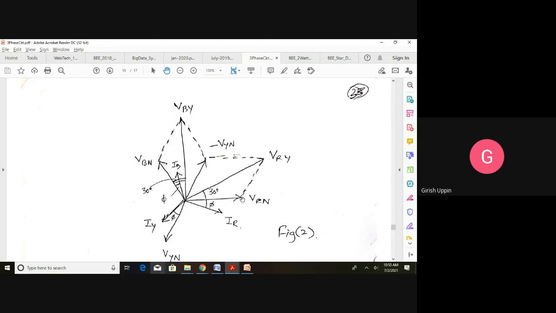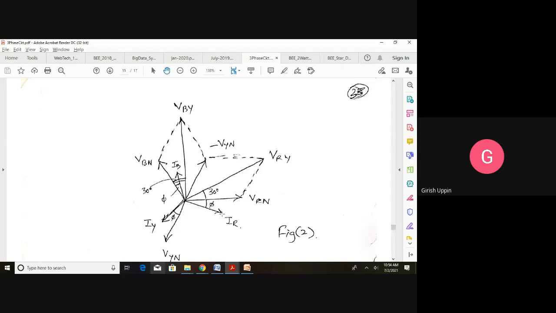Now for the phasor sum of VRN and minus VYN, we draw a line parallel to this and a line parallel to VRN. Wherever they join, this line will represent the phasor sum of VRN and minus VYN, that is VRY. And VRY will bisect this 60 degree angle, so it will become 30 degrees. Now we know the current flowing through wattmeter 1 is IR, and the voltage applied to wattmeter 1 is VRY.